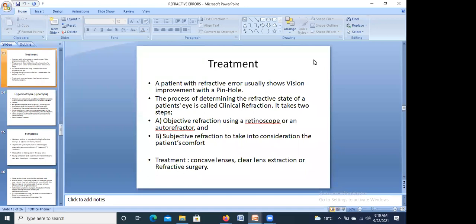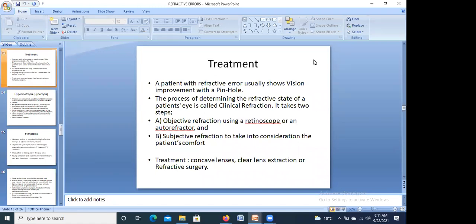Some people want to see very clearly, some people don't want to see very clearly. So you can now do what we call the subjective refraction, where you tailor the refraction according to the need of the patient. So that is what we call a subjective refraction. So those are the two steps in refraction.